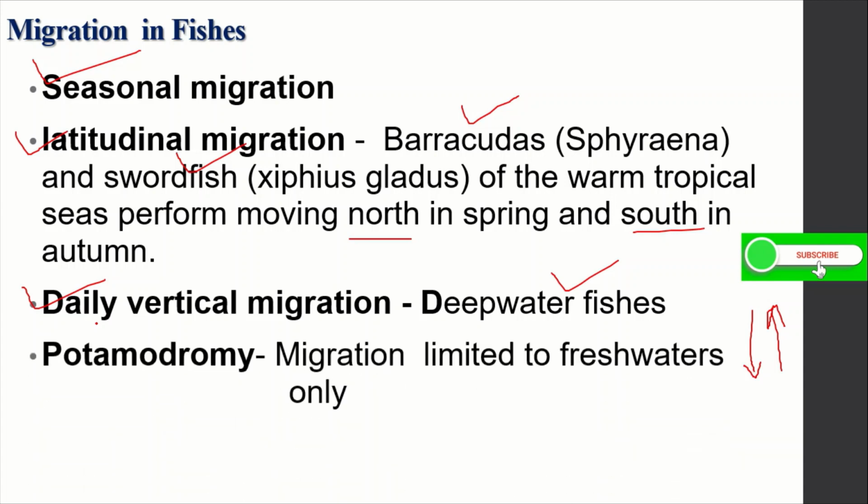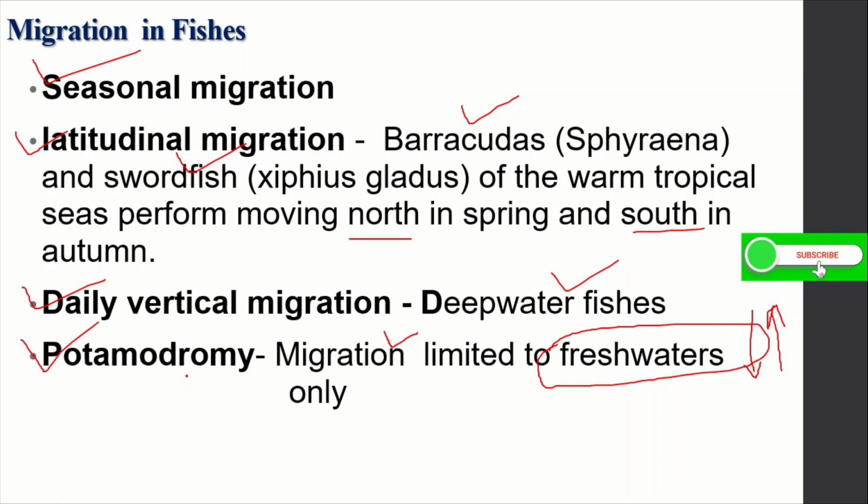Again, there is another migration called potamodromy. Potamodromy means migration limited to freshwater areas only, within a large freshwater area. This type of migration shown by the fish is called potamodromy.